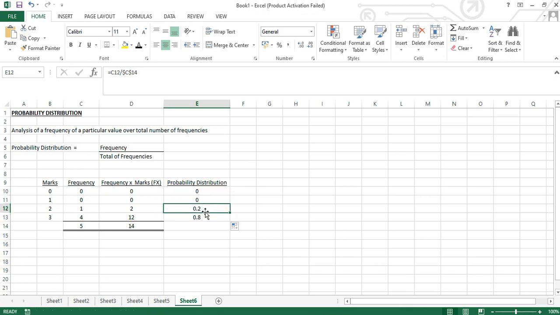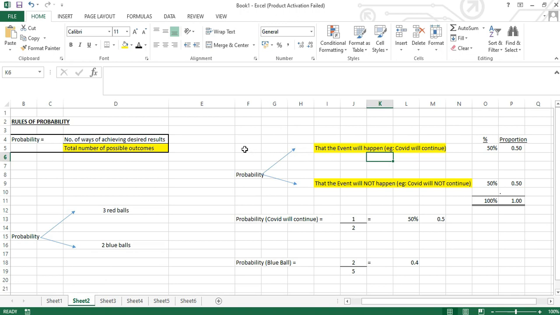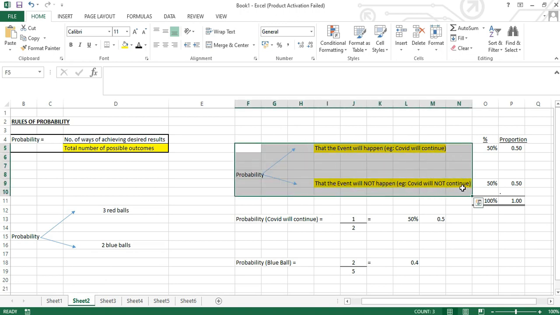in other cases it's 0.2, 0.8, and the important fact is that the total of probability distributions equals 1. Somehow it must equal 1. If your answer doesn't equal 1, then something has gone wrong. This is very important. Why did I say it equals 1? The total of all the outcomes in a probability will always be equal to 1, no matter what. That's the rule of probability.